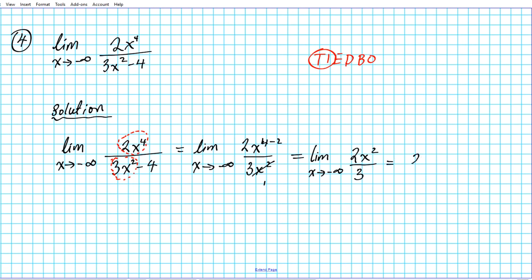And then we can just substitute. We have 2 times negative infinity squared divided by 3. And then if we simplify that, we have 2 times negative infinity squared, since this is an even function, will be 2 times infinity divided by 3. Your final answer is going to be infinity. Okay? So that is the answer to question number 4. All right, let's take a look at one more example.